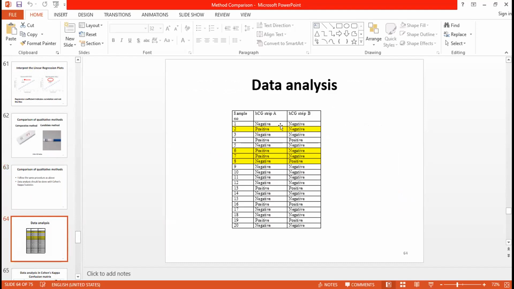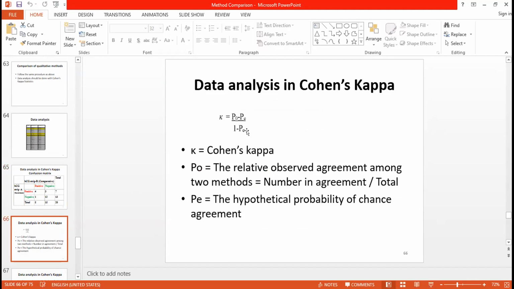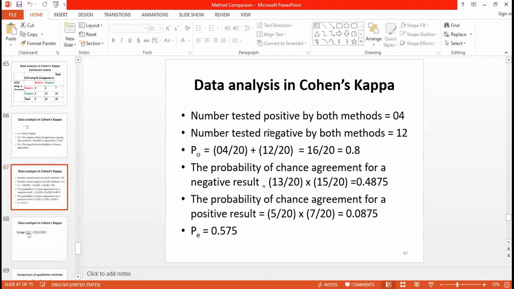Right, so this is what I did. I obtained the values for both strips as negative or positive. Then I highlighted the discrepant values. And now I'm in a position to make a confusion matrix like this. I'm not going to explain this because you can go through this later and understand. Once you make your confusion matrix, you are in a position to apply that data to the kappa equation given there. I did that. Again, I'm not going to explain this because you can go through this later.